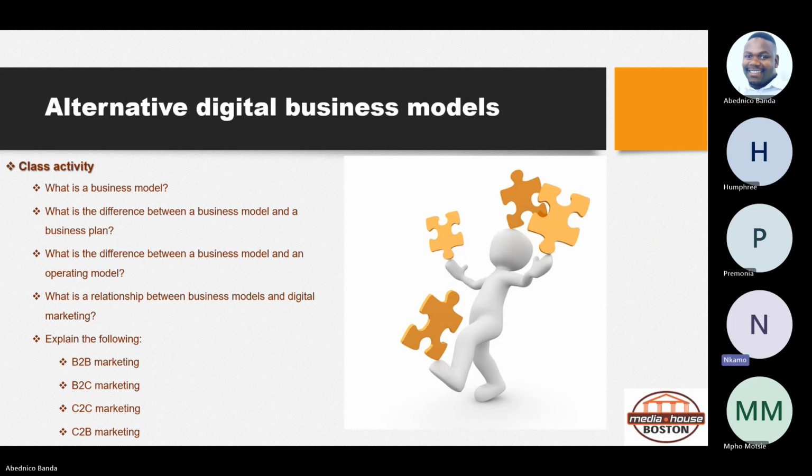Like you said, the business model is based on the operations that already exist. And the business plan is more of the activities that a business is looking at tackling in the future. Okay, all right. And what's the difference between a business model and an operating model?